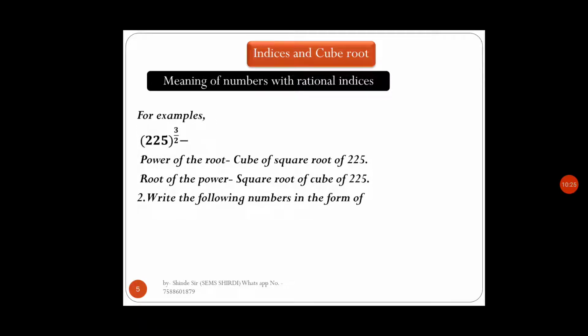Now we see the second. Write the following numbers in the form of rational indices. The first one is the square root of the fifth power of 27. Sorry, it is 27, not 121, it is a typing mistake. Then the square root means outside the bracket 1 by 2, and the fifth power, so 27 raised to 5, bracket raised to 1 by 2.